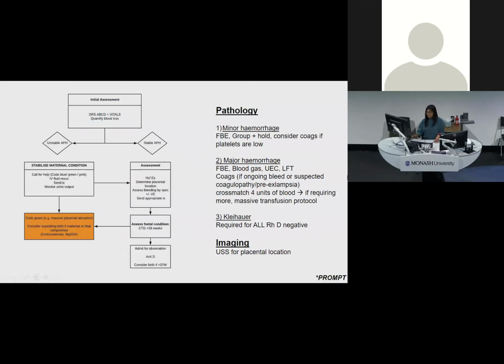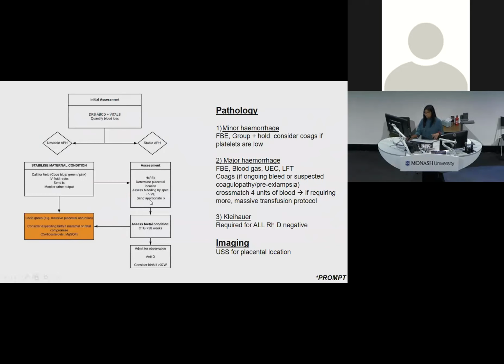If the mum is unstable, here you go down and you stabilize the maternal condition. Always call for help, which you would have done up here. IV fluid resus, send investigations, and monitor urine output, because that's one of the early signs of severe APH. If you manage to stabilize her condition, then you ask for more of a history, do more of an examination, determine the placental location with either a previous ultrasound, or you can do the ultrasound there, which you would do anyway, and assess the bleeding by spec. I put plus or minus VE because you don't want to do it straight away in case they've got a vasa previa or a placenta previa, which it's contraindicated in.